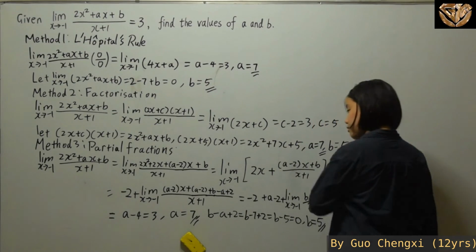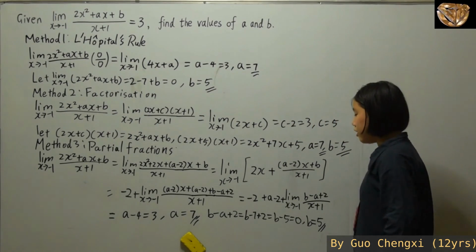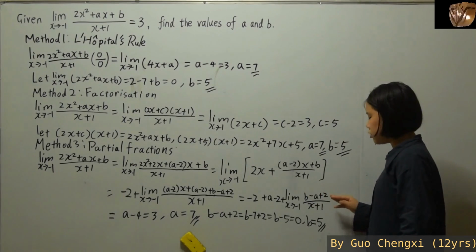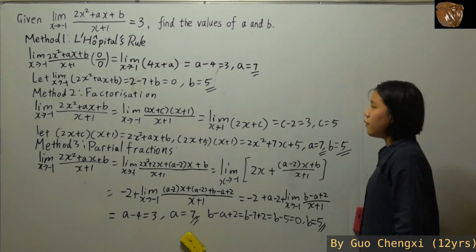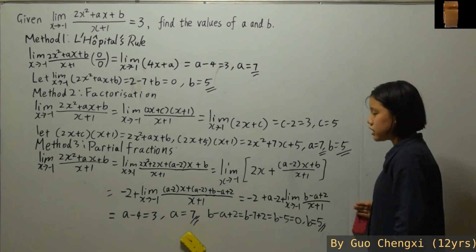And by doing that, we find out what a is, and we can find out how this part over here is equal to 0, and thus finding out what b is. So over here we have these three methods. Take a quick look.